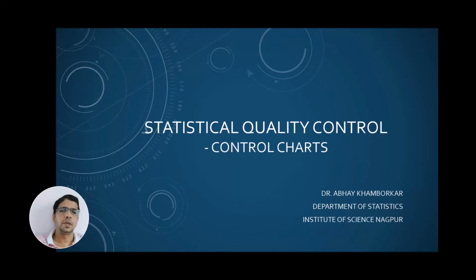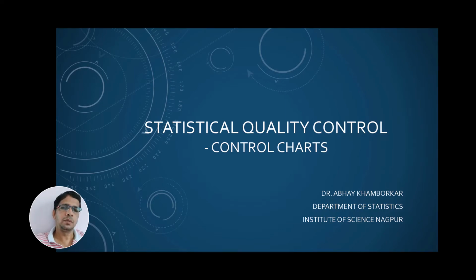Hello friends, in this presentation we are going to see one of the statistical quality control tools, that is control charts. Now we know that every manufacturing process is going to have a certain amount of variation. So that means variation is inherent in any manufacturing process. These variations are caused by two reasons. One is variation because of chance causes and the other is variation by assignable causes.